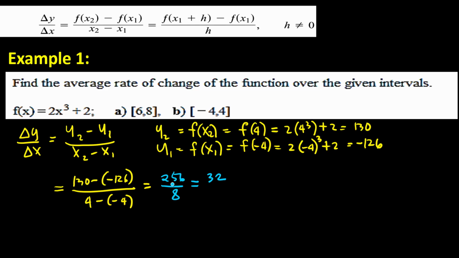Okay, now what's going on? Remember when we did this in class yesterday, or rather Wednesday, the slope on the interval from 6 to 8 is much higher than the interval from minus 4 to 4. So let's look at the graph. That way you have an idea of the slopes of the secant lines.